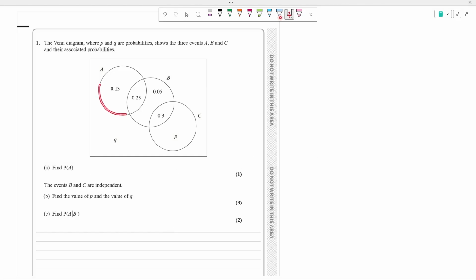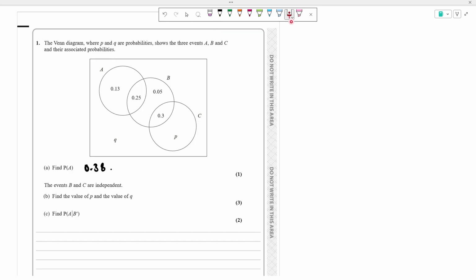First question is pretty simple. It's nothing too complicated. It's just looking at the probabilities of these two numbers added together, 0.13 and 0.25, because that's within the probability of A here, so that's going to be 0.38 in total.